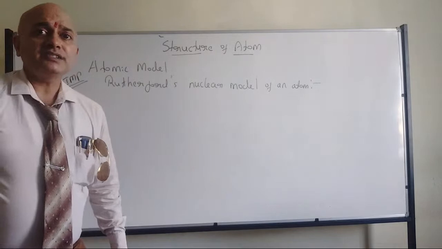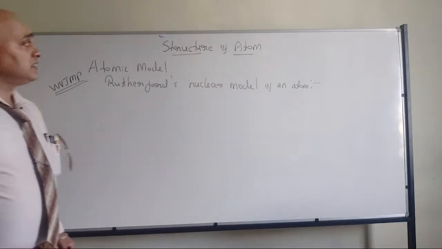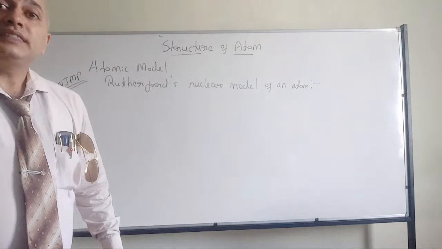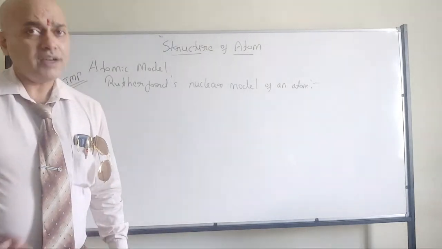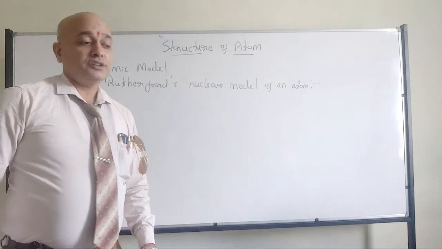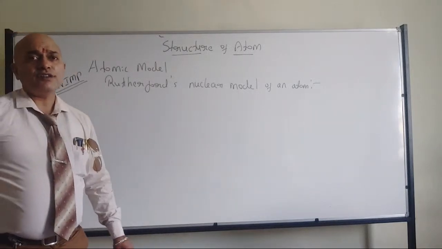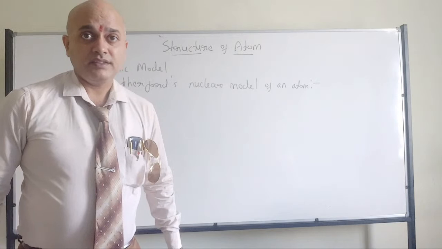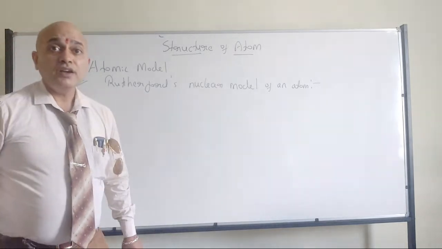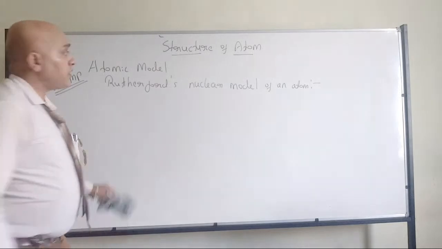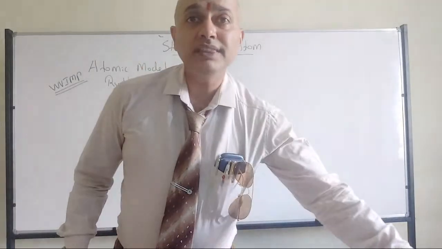Normally they will ask a 3 marks question on this in the board exam. The question can be, explain the Rutherford's nuclear model of an atom. Another question can be, explain the Rutherford's gold foil scattering experiment or alpha particle scattering experiment. Got my point? So before going to the Rutherford's atomic model, first I will explain the experiment he performed. The question can be either on the atomic model or on the experiment.